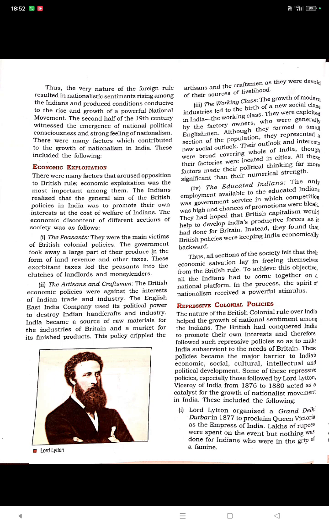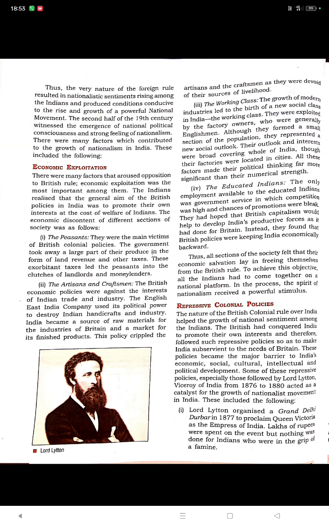Next, the working class. The growth of modern industries led to the birth of a new social class in India. By the growth of these new industries, a new social class started in India, the working class. They were exploited by the factory owners who were generally Englishmen. They were exploited, means wasted, by the factory owners who are generally Englishmen.